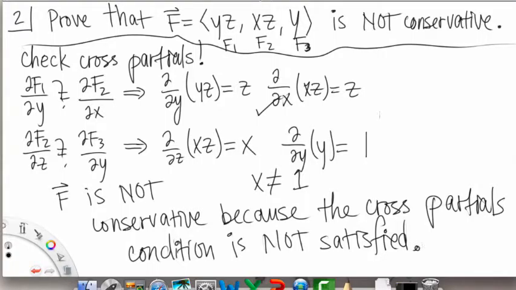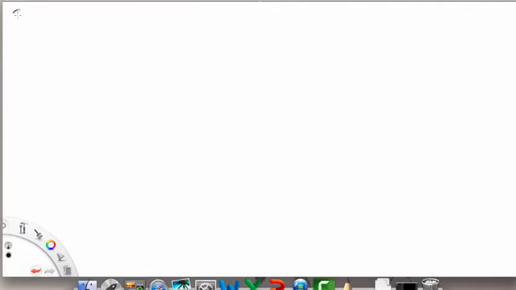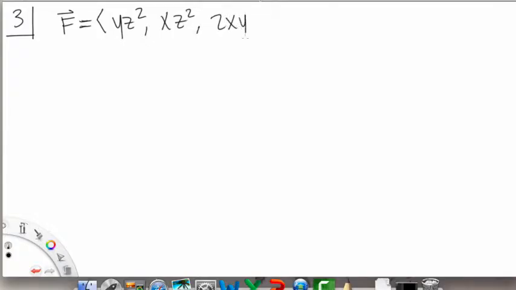Okay? Alright, so we just proved that our given vector field is not conservative. Now on to the last question for this section. So number 3, we're given the following vector field: F equals yz squared, comma, xz squared, comma, 2xyz.